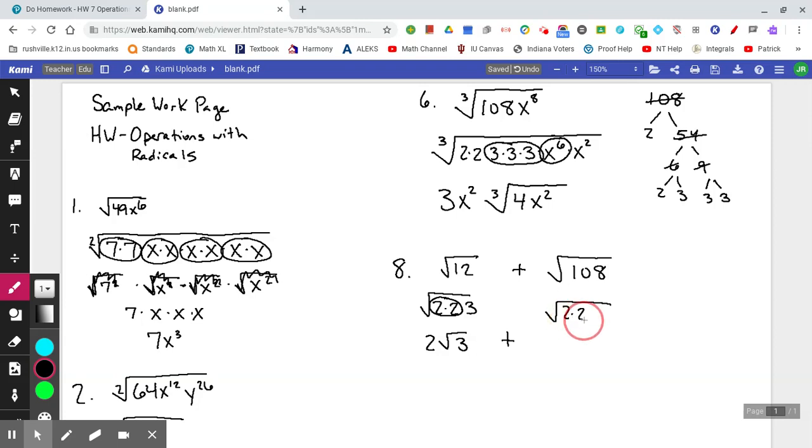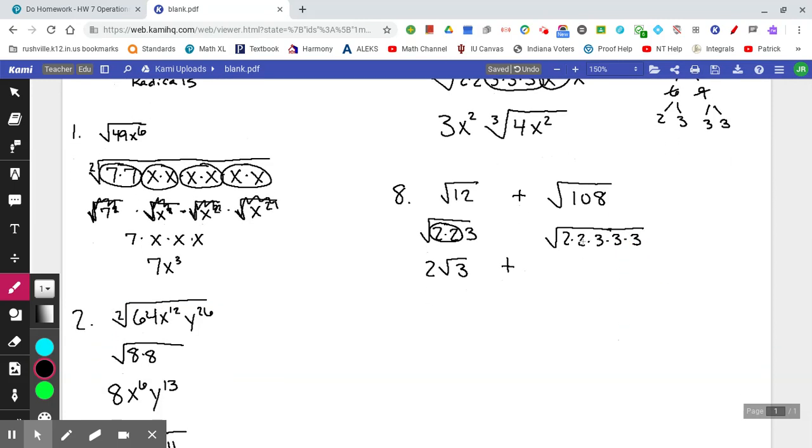It's 2 times 2 times 3 times 3 times 3. You might need to do your prime factorization off to the side. But the square root of 108, I'm looking for groups of 2. So I have a group of 2 2s and a group of 2 3s. So 2 is on the outside, 3 is on the outside. 2 times 3 gives me 6, and then I have a square root of 3 left over.